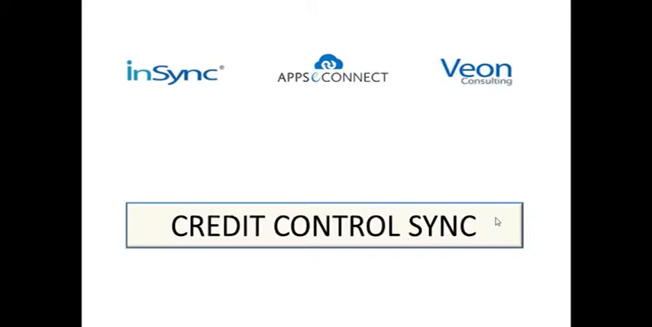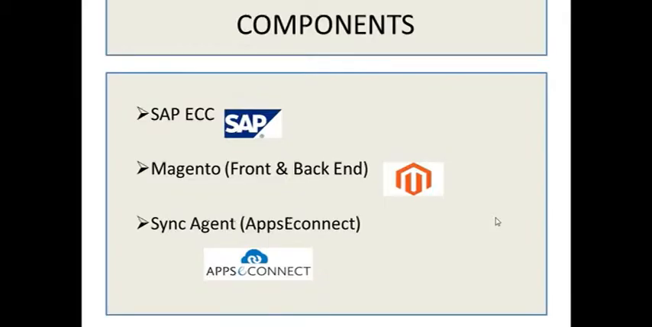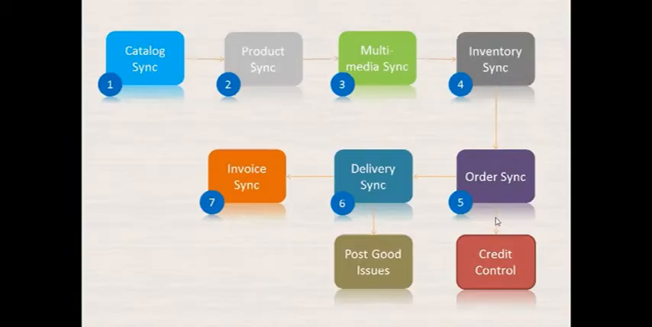In today's video, we'll be seeing the credit control synchronization from SAP ECC to Magento and vice versa. So these are the key components of this sync that we'll be using. We are using SAP ECC, we are using Magento front end and back end. We're using a sync agent, that is AppSy Connect. We'll be showing you that in a while.